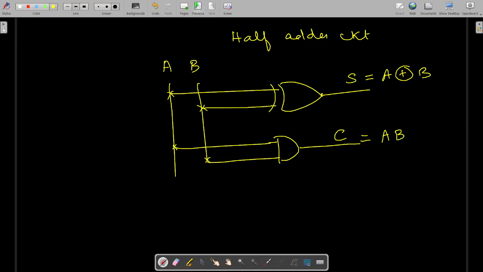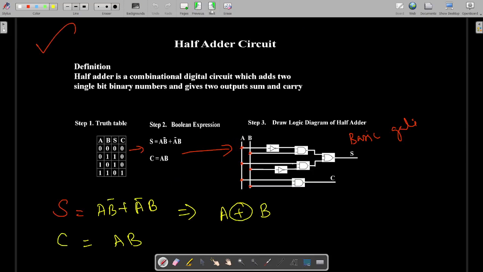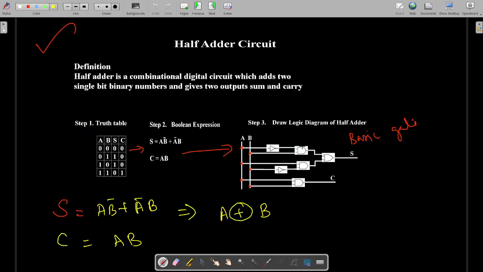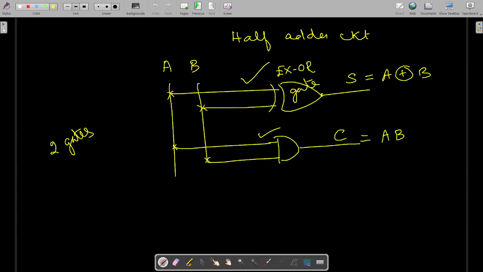So what is the advantage of having this half adder circuit using special gate, that is this XOR gate, right? This is XOR gate. So what's the use of this XOR gate? Here in this half adder circuit only two gates are used. One XOR gate, another AND gate. Only two gates we have used. But in the previous, if you see, we have used 1, 2, 3, 4, 5, 6 gates when you go for basic gates. So simplifying the complexity of the circuit is possible if you use this XOR gate.